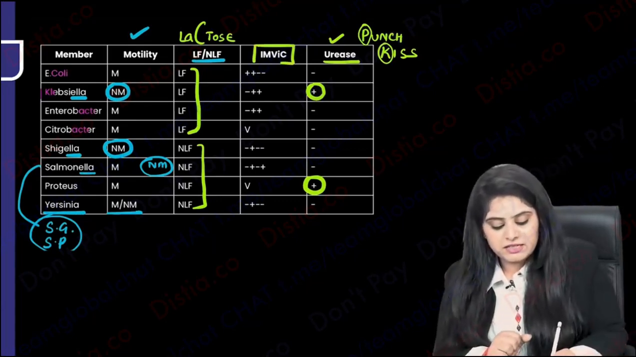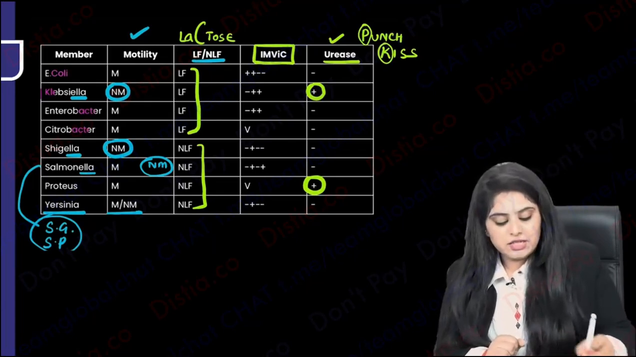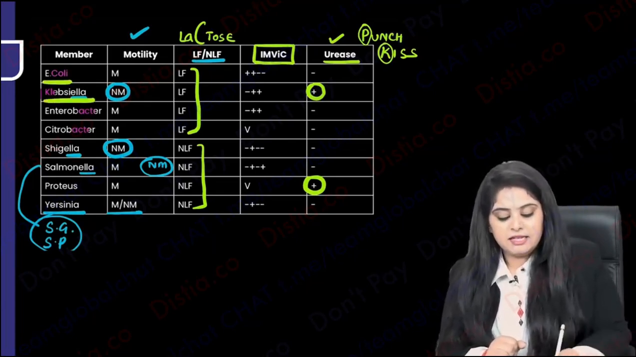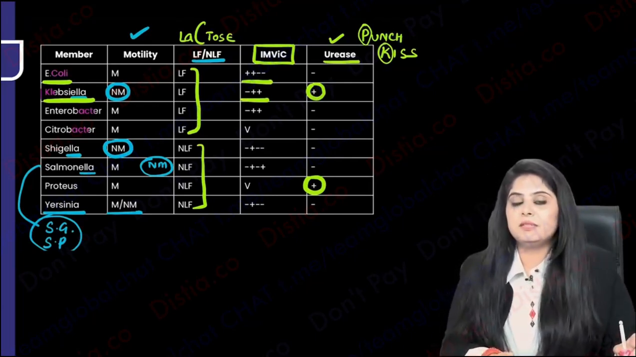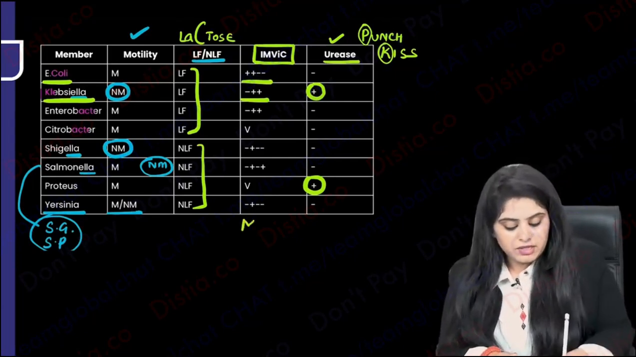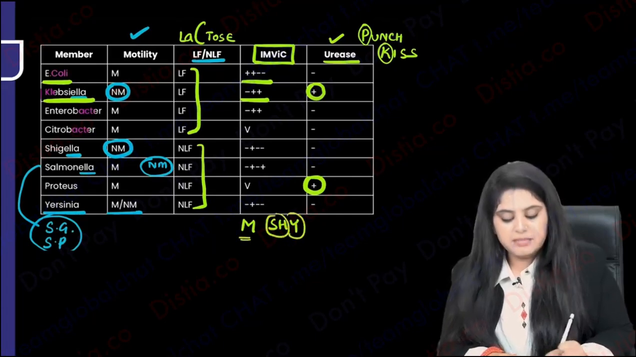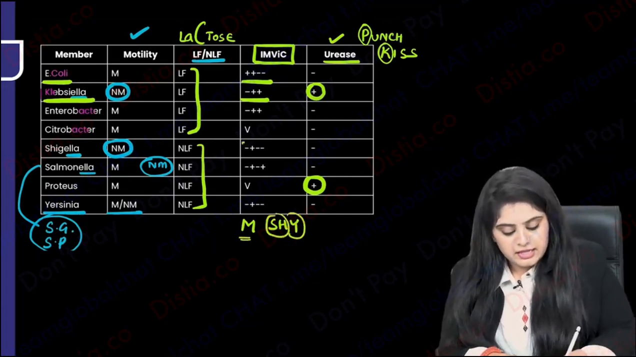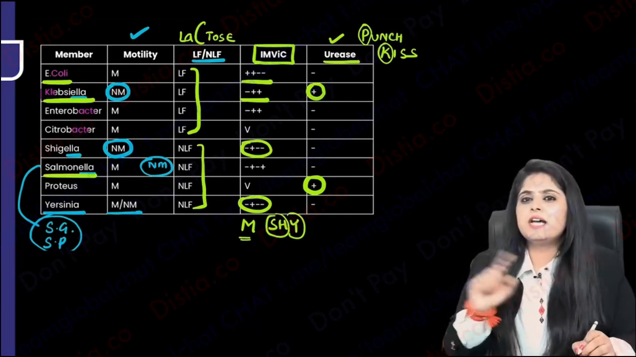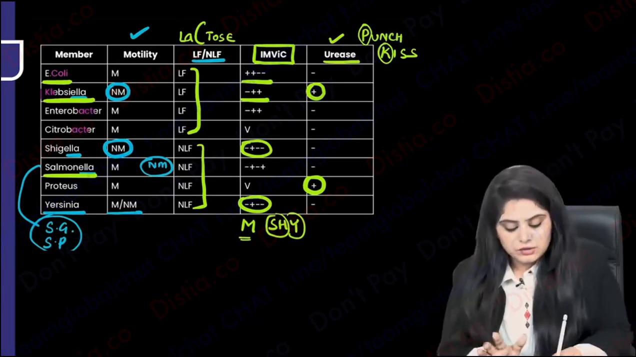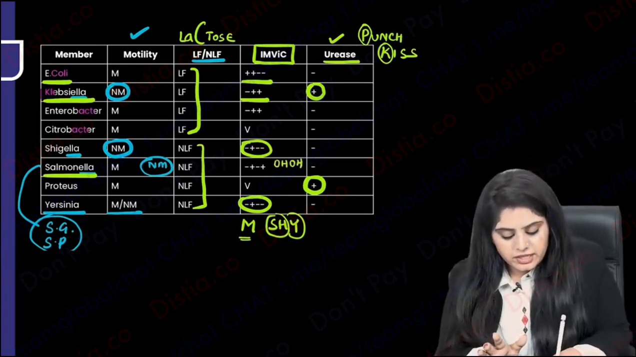Finally comes the IMVIC testing. Firstly, if I differentiate E. coli and Klebsiella, E. coli was plus, minus, Klebsiella was ulta, that was minus, plus. Then there was a mnemonic called I am shy, meaning Shigella and Yersinia had methyl red positive. Shigella, yes, methyl red positive. Yersinia, yes, methyl red positive. Finally, Salmonella. Salmonella was that Vidal test wala, OH. So instead of learning OH, you will learn minus, plus, and that is also done.